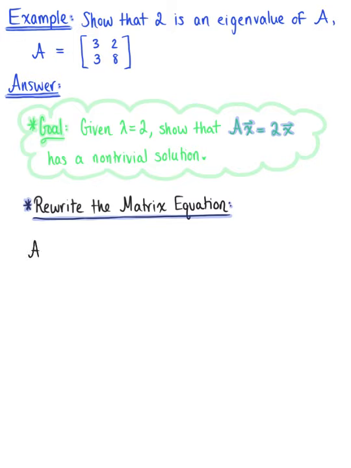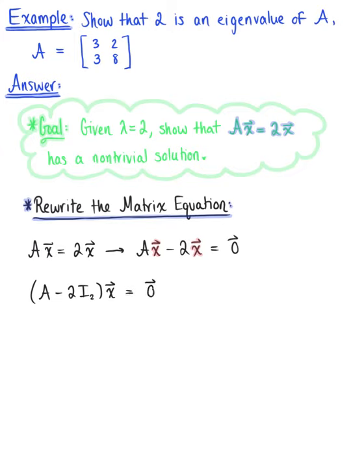So here we go. We have the matrix A times vector x is equal to 2 times vector x. Subtracting 2 times vector x from both sides, we have matrix A times vector x minus 2 times vector x is equal to the 0 vector. Notice on the left-hand side that we have a common vector x in both terms. If we factor that out, we're left with matrix A minus 2 times the identity matrix, specifically the 2 by 2 identity matrix, multiplied by vector x is equal to the 0 vector. Now, this is something that we can work with.